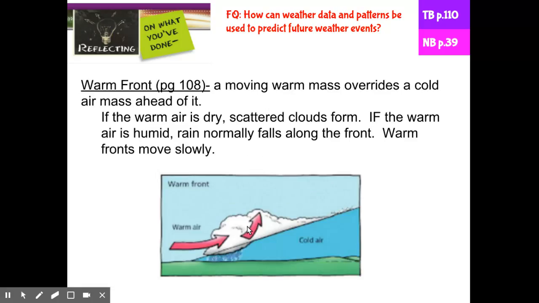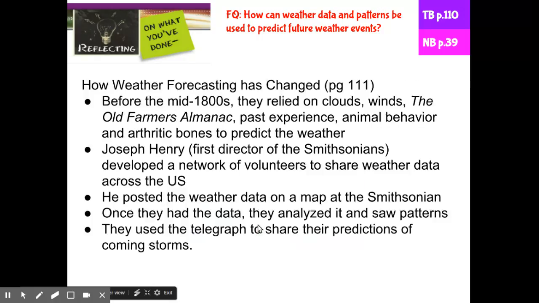A warm front is a moving warm air mass that overrides a cold air mass ahead of it. If the warm air mass is dry, scattered clouds form. If the warm air mass is humid, rain normally falls along the front, and warm fronts move slowly. So here you have the warm air overtaking the cold air. Because the warm air is less dense, it rises, and then these are those days where you can either get a cloudy day or those all-day rains, where it just kind of rains all day.